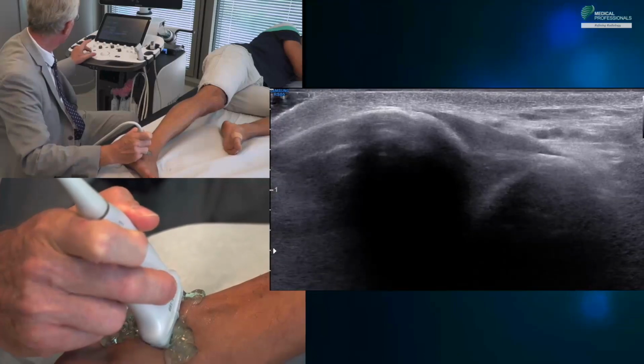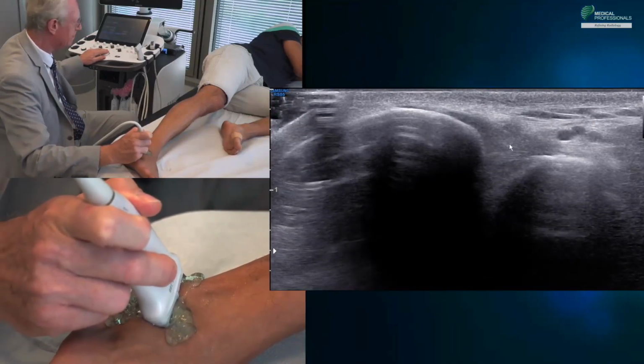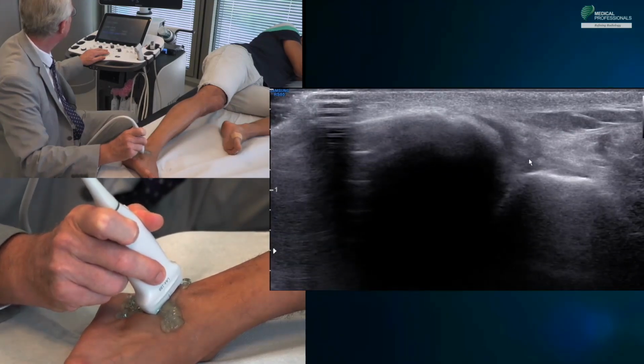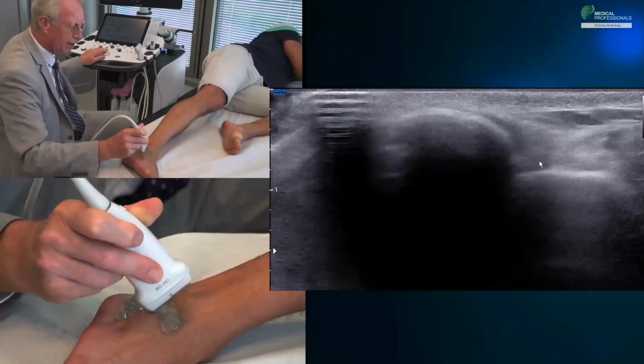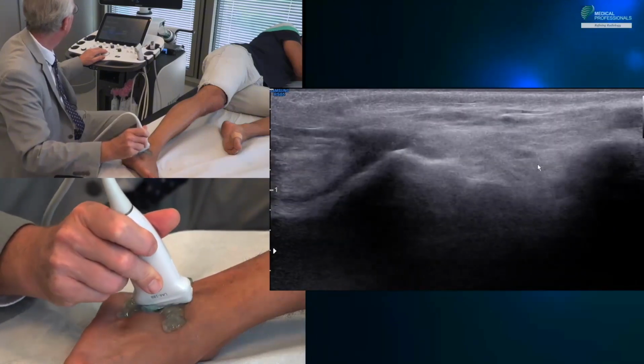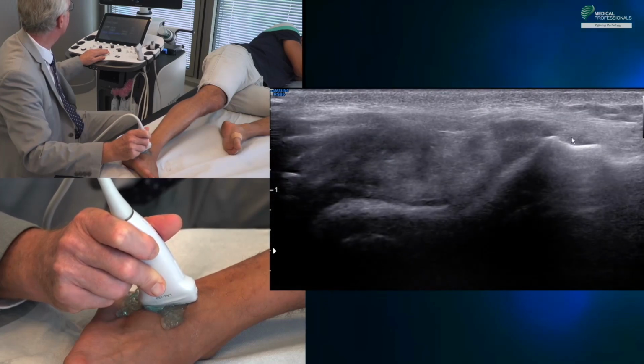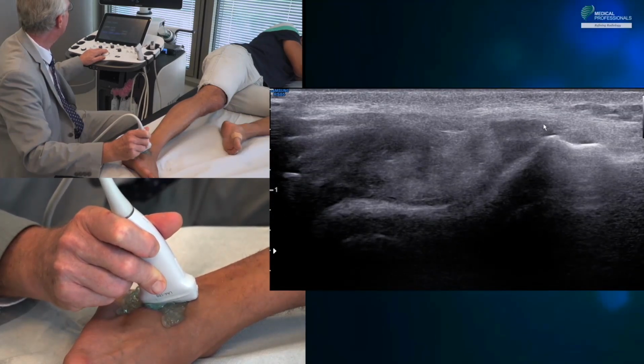The two bundles of the anterior talofibular ligament, the proximal bundle and the distal bundle, are visible and insert on the lateral side of the talus. Here on the lateral side is the lateral process with the two bundles, the distal and proximal bundles.